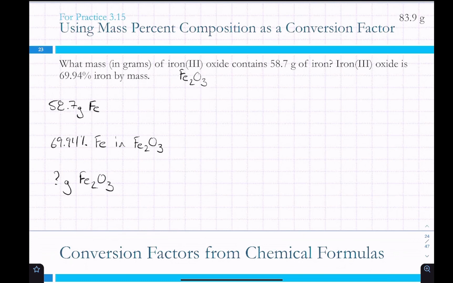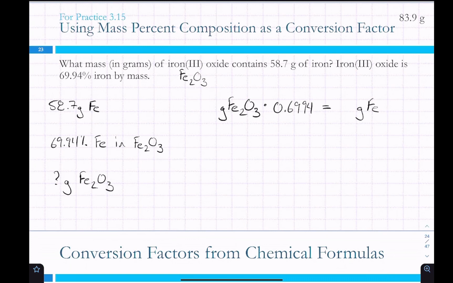Right? So we can set that up as basically a formula for this. If we had grams of Fe2O3, and we multiply that by, converting it into a proportion here, 0.6994, then that would give us grams of iron.